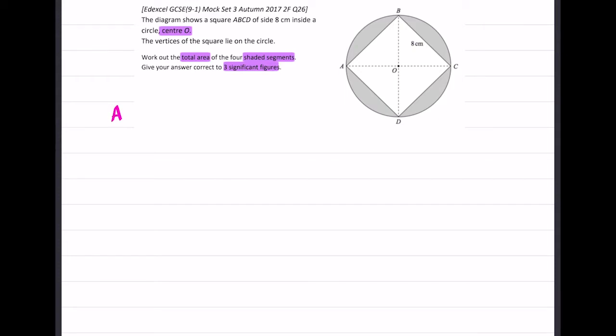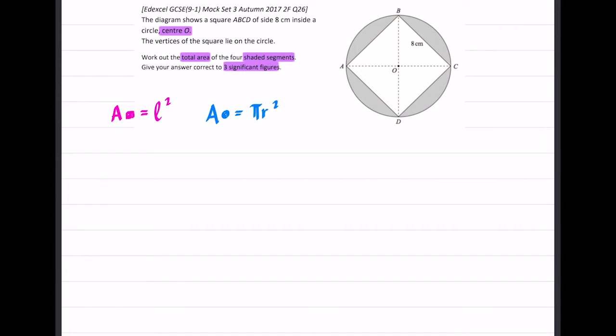So the area of a square is equal to length squared. We have the length, so we'd be able to calculate the area of that square. However, the area of the circle is equal to pi r squared. So in order to determine the area of that circle, we need the radius. Now, if we look at our radius, we have 4 radii drawn here for us. We have OB, OC, OD, and OA.